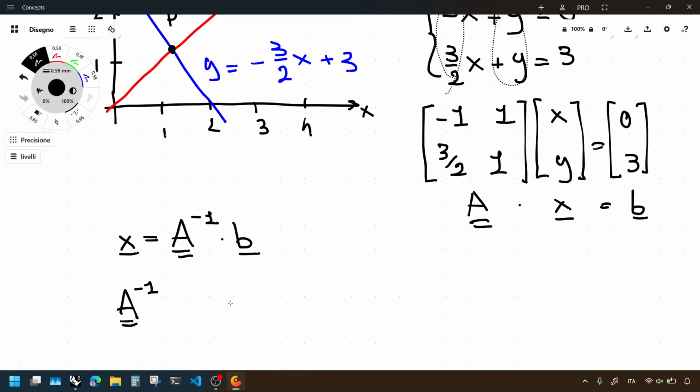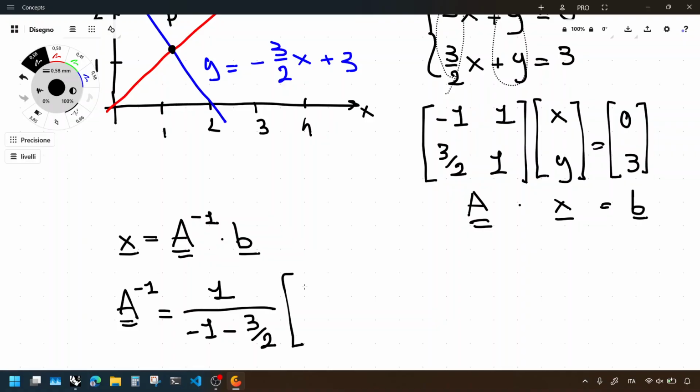So for a 2 by 2 matrix it is quite easy to compute. It's just 1 over the determinant of A. The determinant of A is just this one times this one minus this one times this one. Okay, so let's do that. So it's -1 times -1, which is just -1, and then -1 times 3/2, so minus 3/2.